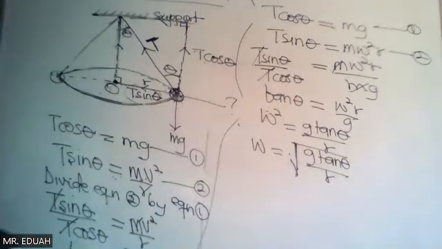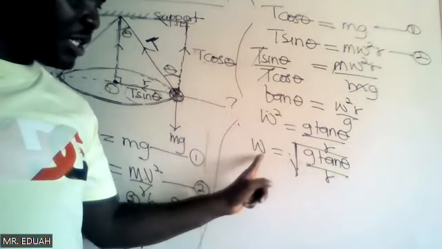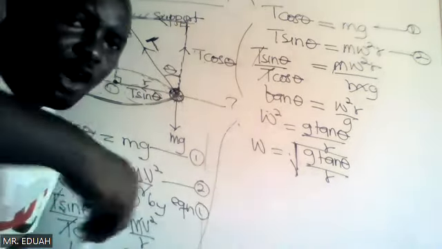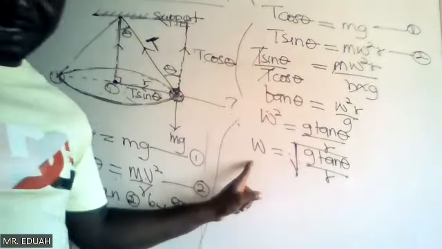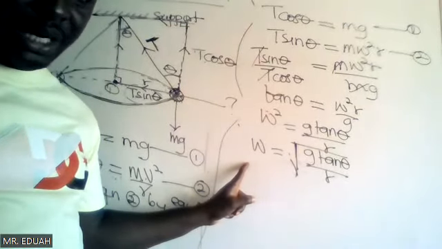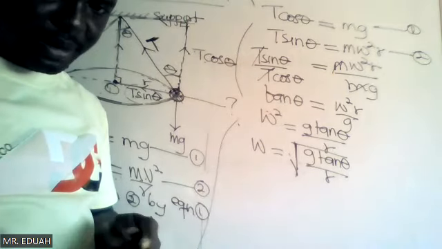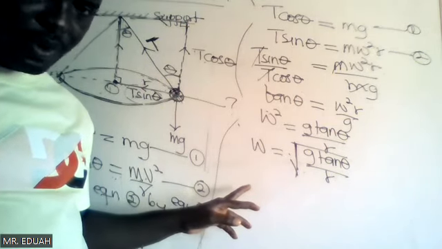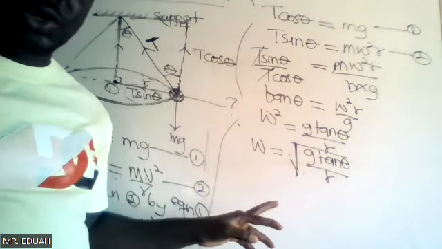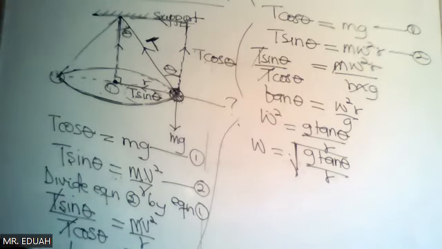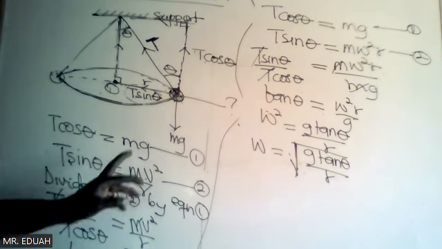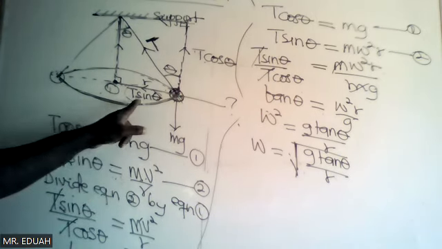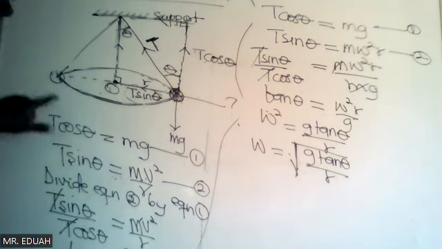So if you are asked to calculate for the angular velocity omega of the revolving mass, this is it. Are we okay? Then you can also be asked to calculate for the period, the time taken to make one complete revolution, capital T.